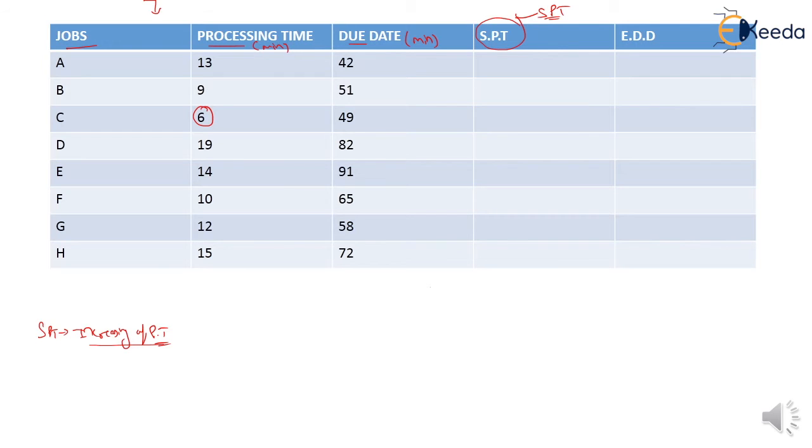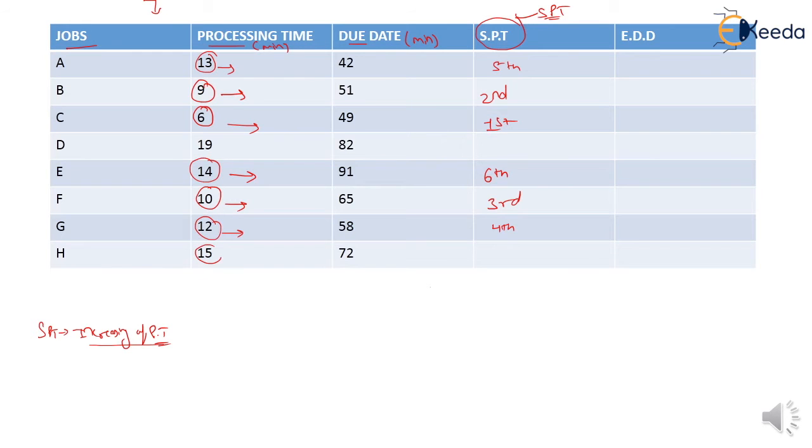Here it is 6. So the 6 processing time corresponds to C. So C is taken as first. Next higher is 9, so B is taken as second. Next higher is 10, so F job is taken as third one. Next higher is 12, so G is taken as fourth. Next higher is 13, so A is taken as fifth. Next higher is 14, so E is taken as sixth.